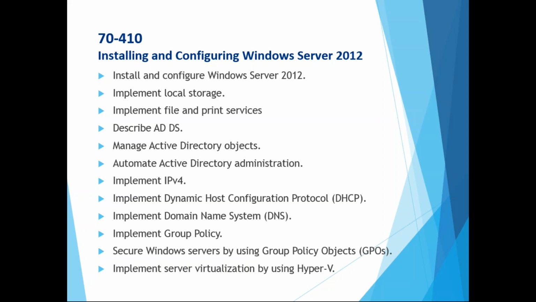Installing and configuring Windows Server 2012. We'll be seeing the differences between 2008 and 2012 server and how to install the operating system. You can install the operating system using CD or DVD. That's option number 1. Option number 2, you can install using USB drives, pen drives. You can make a bootable disk, then just go and install it.